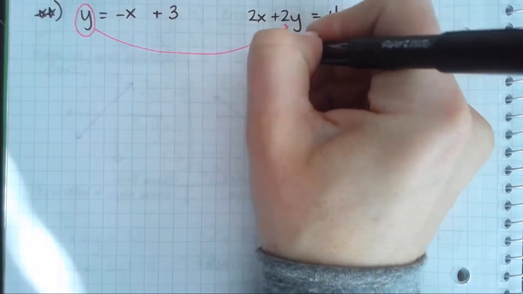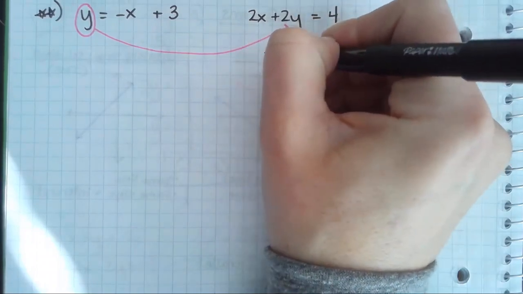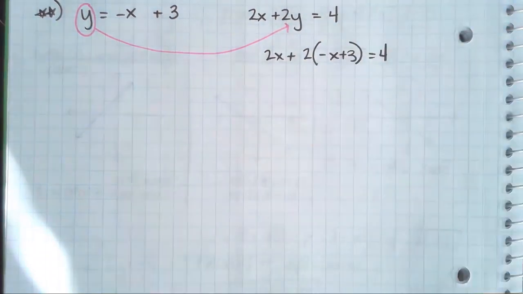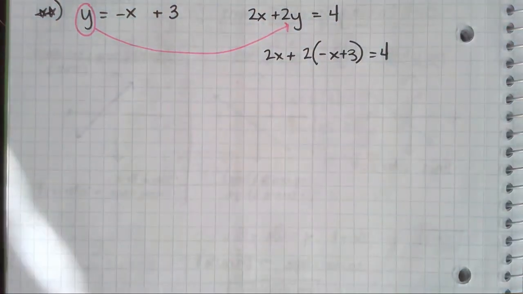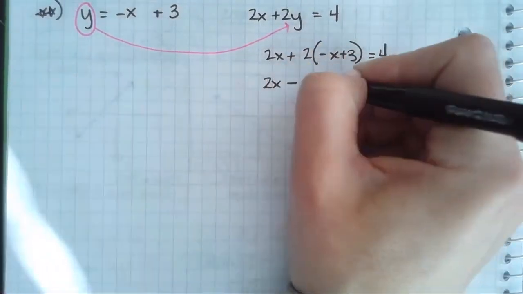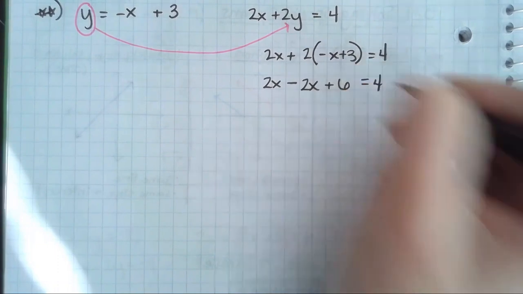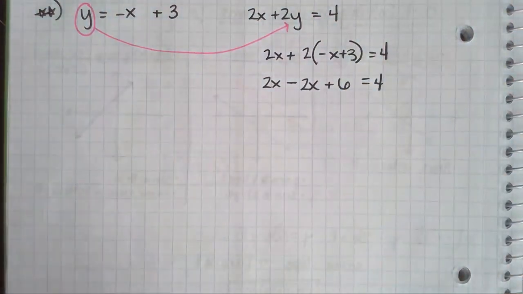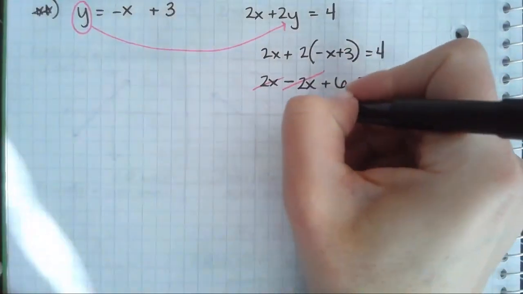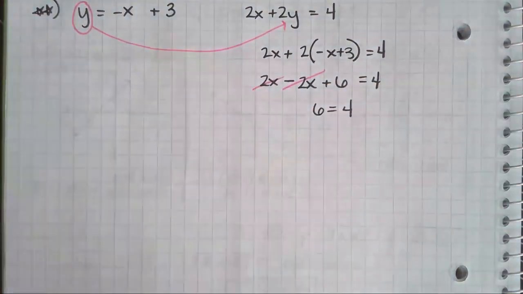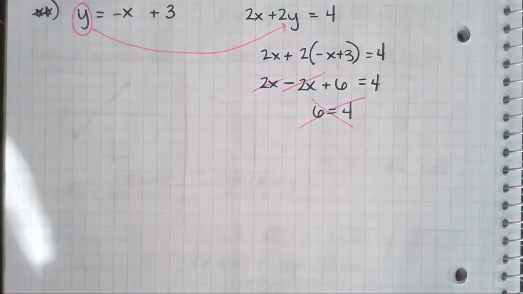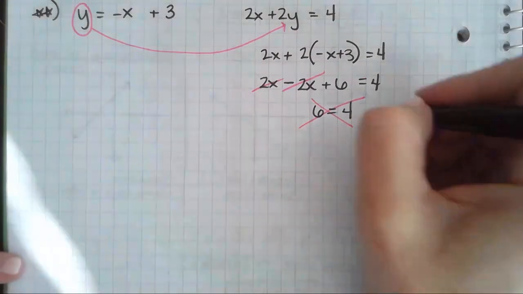2x plus 2 times negative x plus 3 equals 4. Then I'll distribute and simplify. 2x minus 2x plus 6 equals 4. 2x minus 2x cancels, I get 0, and then I get that 6 equals 4. Is that true? No, we don't get a true statement, meaning what is the solution to our system? No solution.